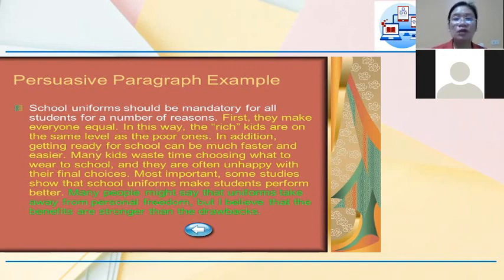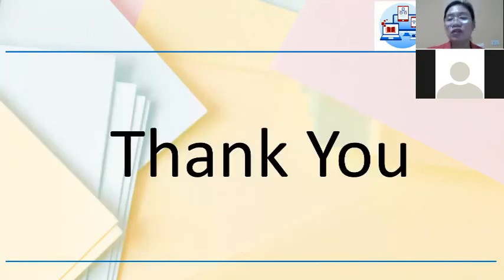Okay, so these are the different information on how to write a paragraph using problem solution, and how to develop a paragraph using persuasion or persuasive writing. Okay, so that concludes our short discussion about developing a paragraph.